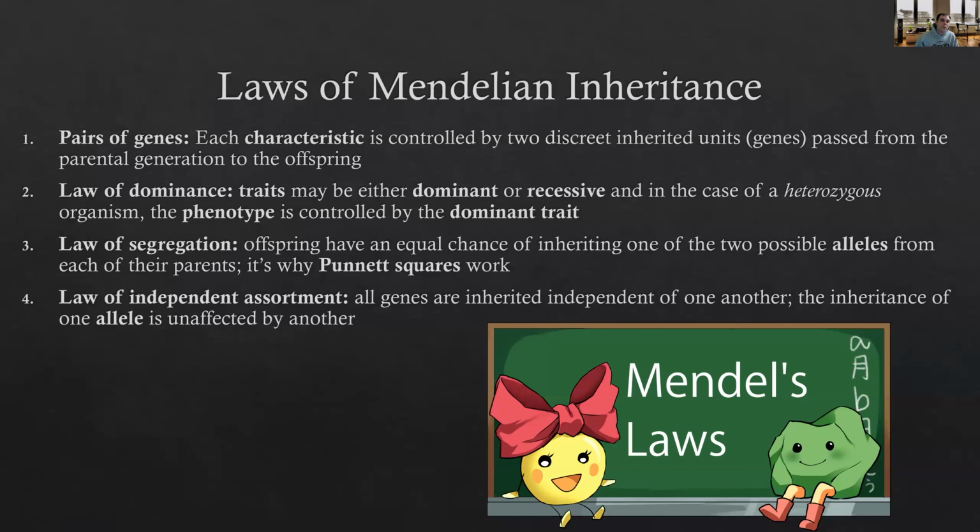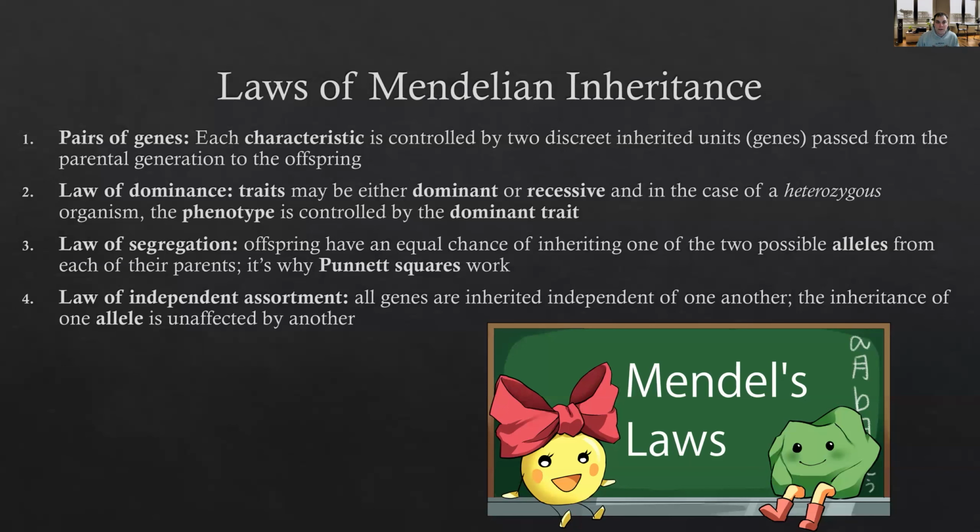But his first one was pairs of genes. So in his understanding, each characteristic, so something that you would describe about an organism, is controlled by 2 discrete inherited units. Okay, that was his terminology. We now know those inherited units to be called genes, and these genes are passed from the parental generation to the offspring. This was based on his understanding that essentially each characteristic has a pair of genes, and that's how it works. We now know that that's not always the case.